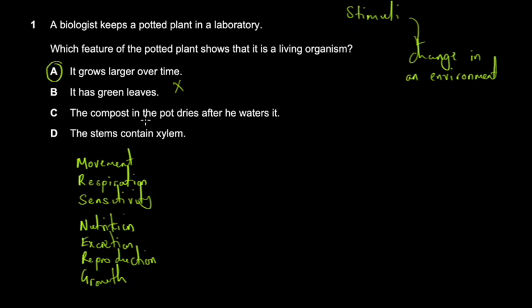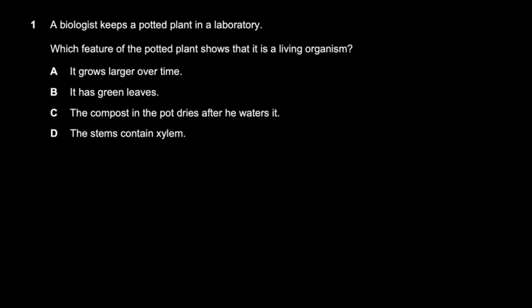Okay. The compost in the pot dries after he waters it. This is just simply not true. Okay. And the stems contain xylem. This is simply not the indicator that they're looking for. So the indicator would be these aspects here. So here we'd go with it grows larger over time. If it grows, then we know that it's living. Let's quickly move to the next question.